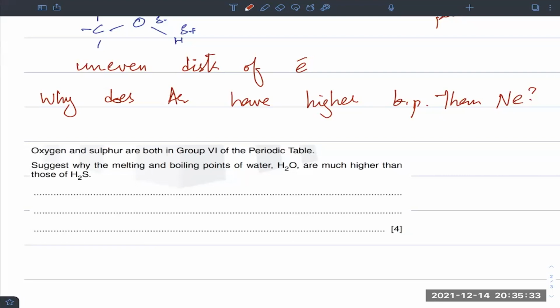Can you hear me? Yeah, I can. Okay, I said that because water has hydrogen bonding and H2S doesn't. Yes. And hydrogen bonding is the strongest intermolecular force. But why does water have hydrogen bonding and H2S doesn't? Because H2O has 2 lone pairs. But so does H2S. दोनों में lone pairs हैं. But oxygen is polar, so that's why.